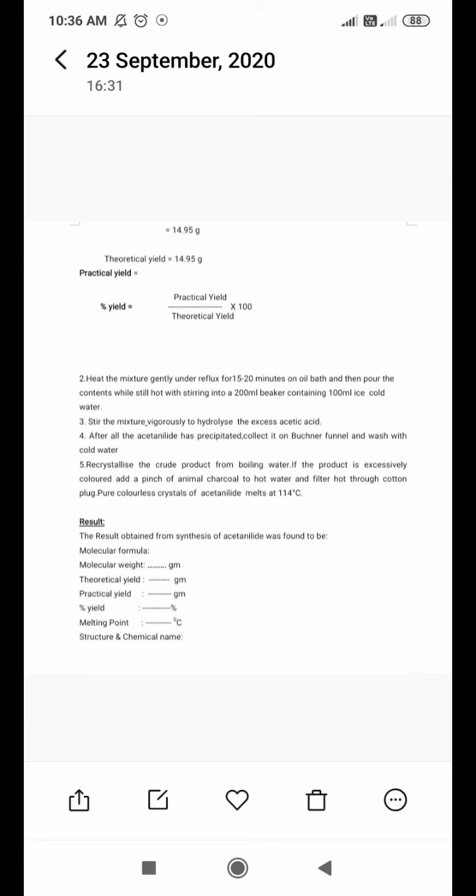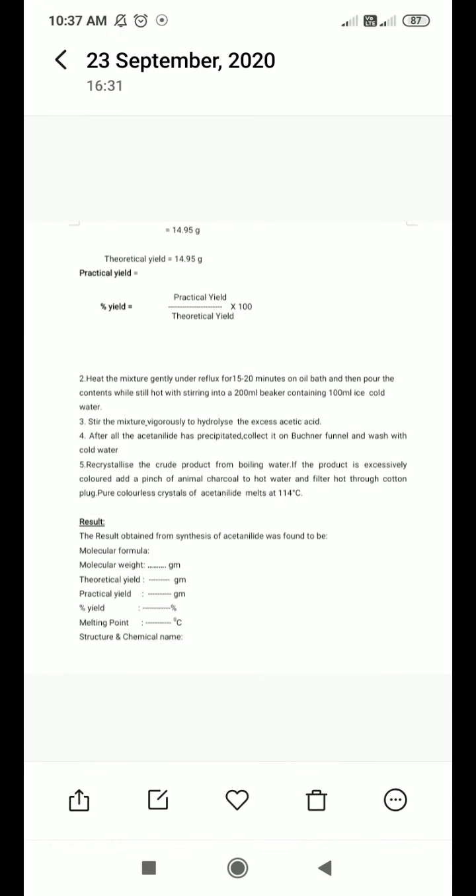What is the percentage? It might be something like 60-70% will be your yield. If from 10.3 gram of aniline you get 12 gram of acetanilide, then how to calculate the percentage yield? You should mention 12 gram practical yield divided by theoretical yield 14.95 gram into 100. So whatever the calculation result, that is your percentage yield. This is all about the calculation part.